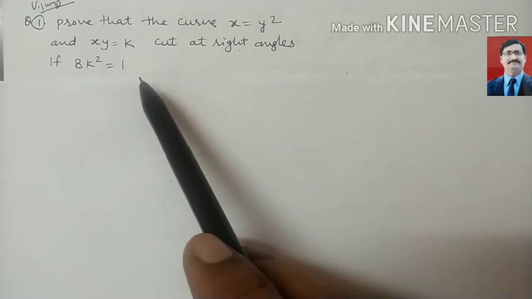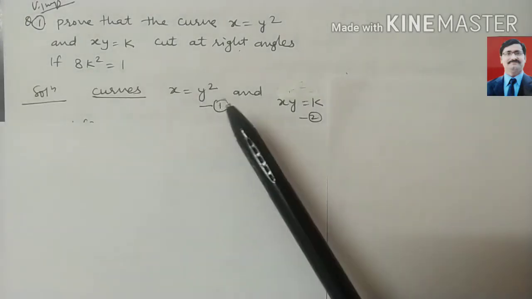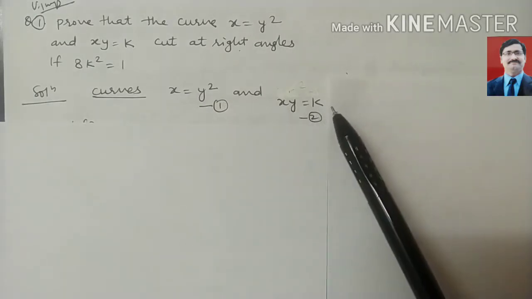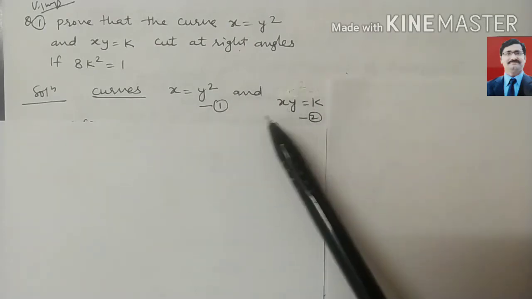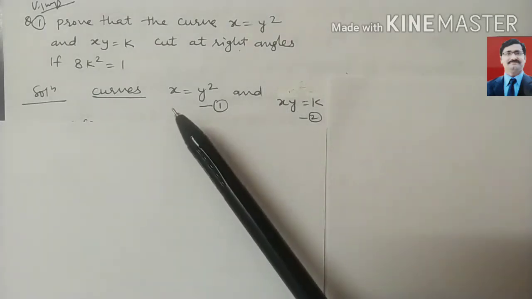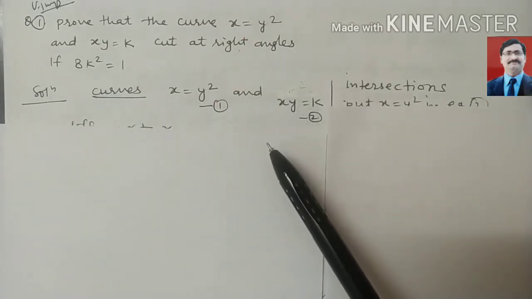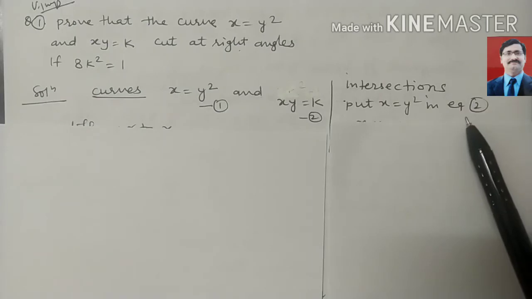So this is very simple. Look here what we will do first of all. The first curve is x equal to y square and the second curve is xy equal to k. These two curves we write and we will find the intersection of these curves. For that, we will put x equal to y square in equation 2.